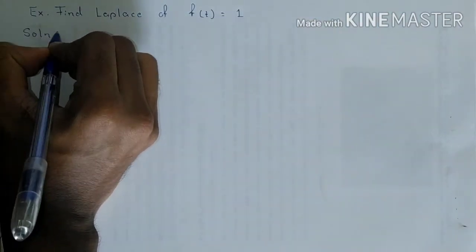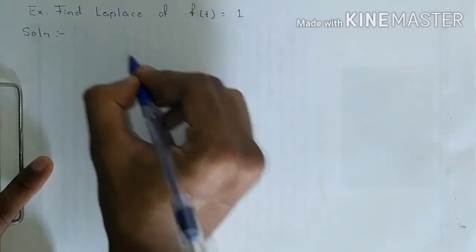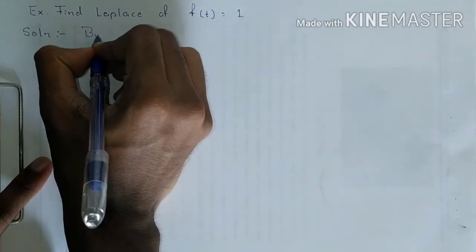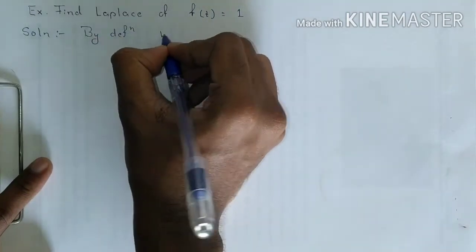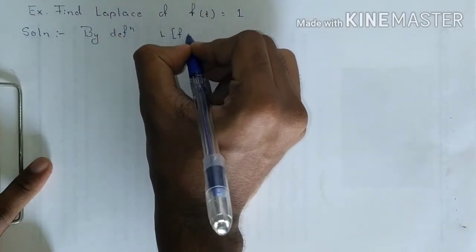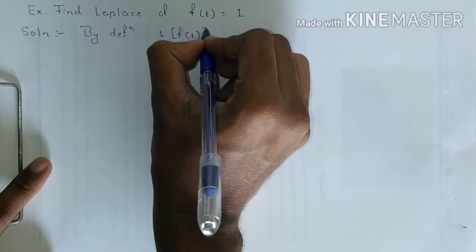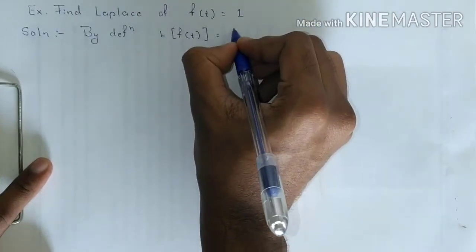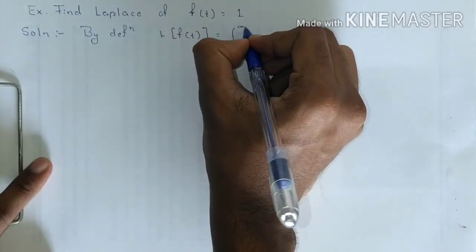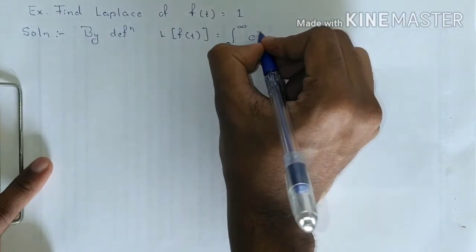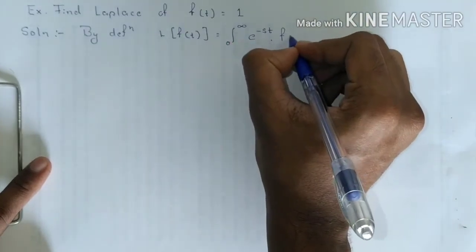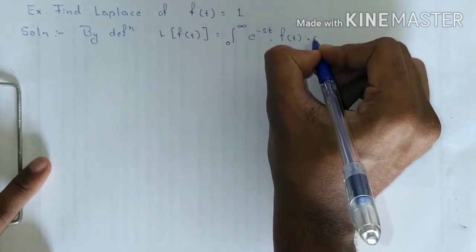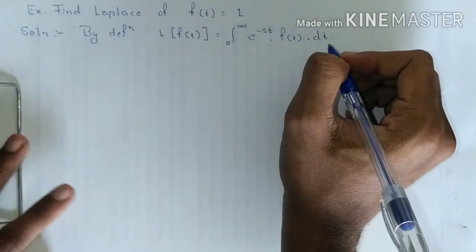Solution. First of all, we write the definition. By definition, what is the definition? Laplace of f of t equals integration 0 to infinity e raised to minus st into f of t into dt, right?